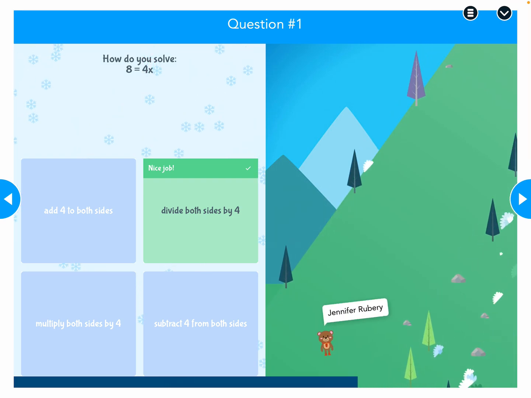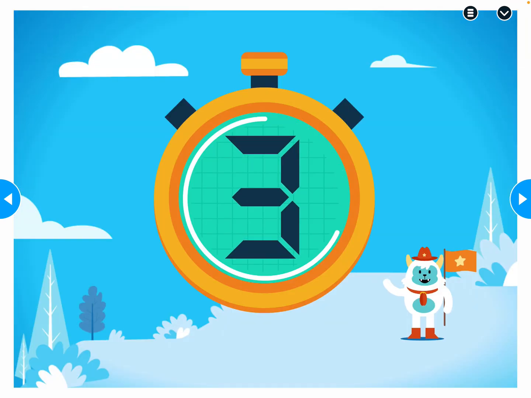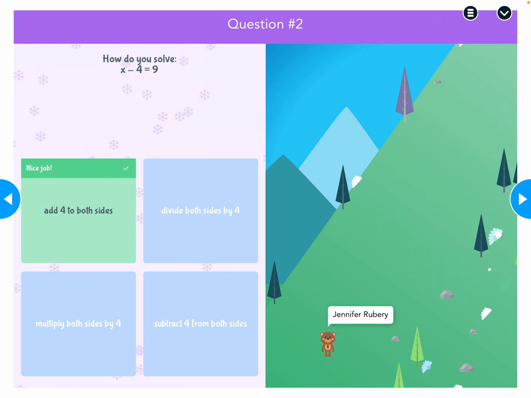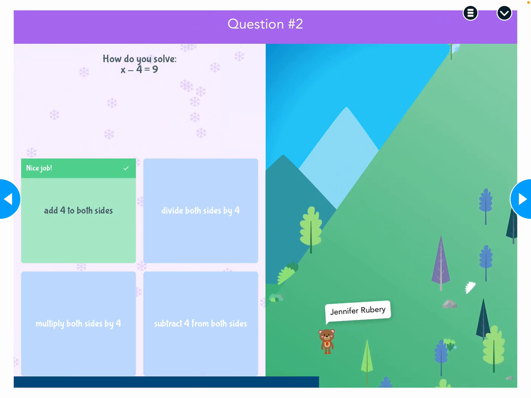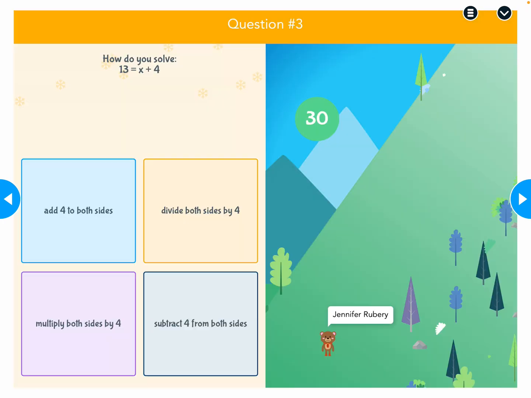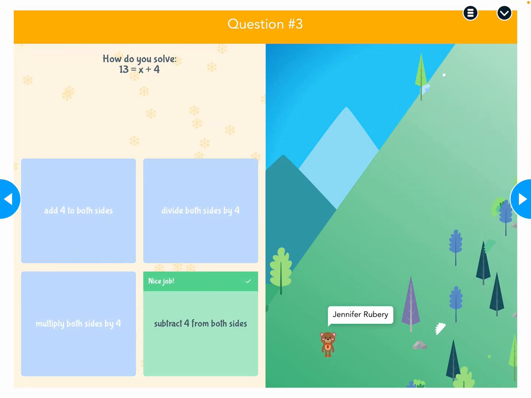Question number 2. X minus 4 equals 9. So this one, the 4 is being subtracted from the x, so I need to isolate the x by getting rid of a minus 4. To do that, I would add 4 to both sides. Okay, question number 3. 13 equals x plus 4. If I need to isolate the x, there's a 4 being added to it, so I need to subtract 4 from both sides.